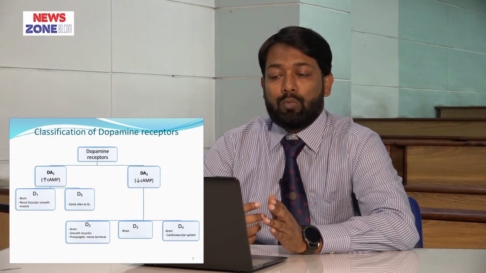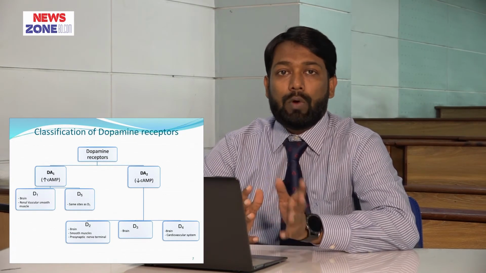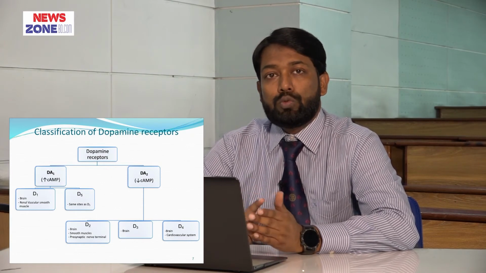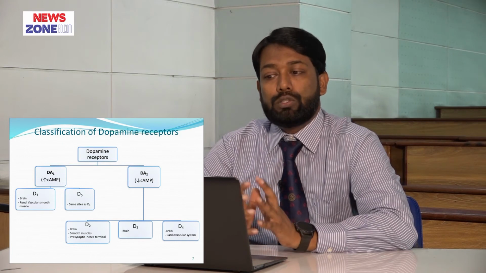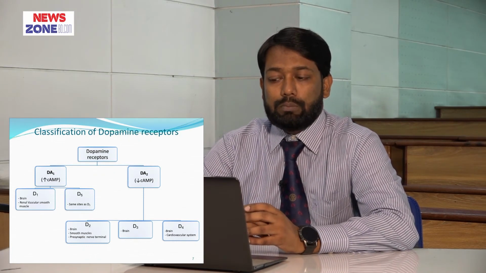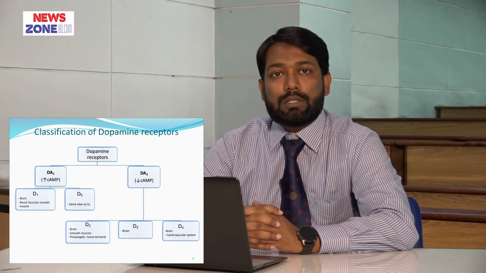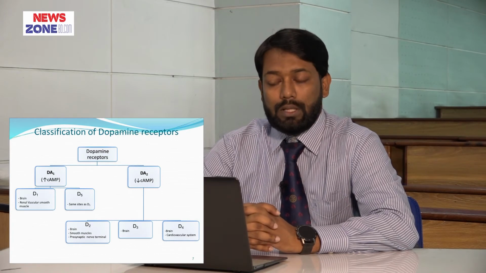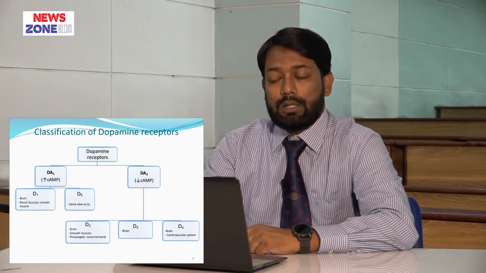So, the D1 and D5 receptors belong to the DA1 family, and D2, D3 and D4 receptors belong to the DA2 family. So, please memorize these sites of occurrence of dopamine receptors as well. It will be very important for your further chapters.